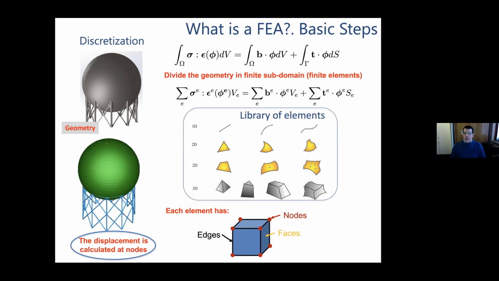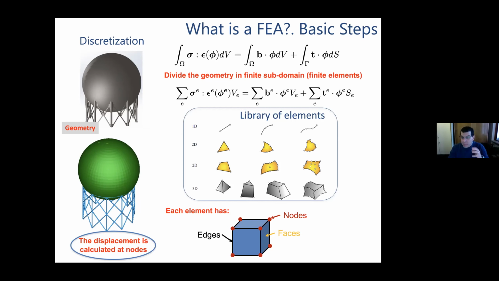Nodes are where the solution is actually computed. So the displacement of the structure is actually computed at the nodes. Whereas the stresses and strains, as we will see, are not computed at the nodes, but at the element level. I will not go into much detail because I have no time to do that, but we will see some of the implications of this. So the first step is the discretization, dividing the geometry, which is called in finite element jargon meshing the geometry.